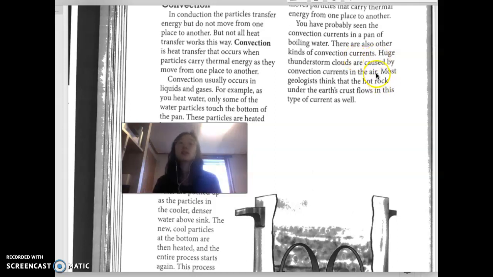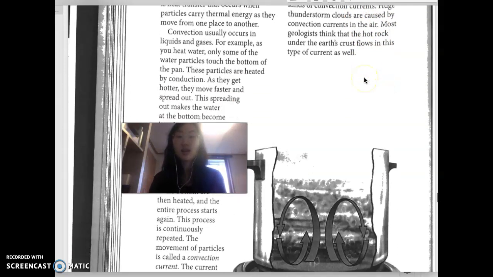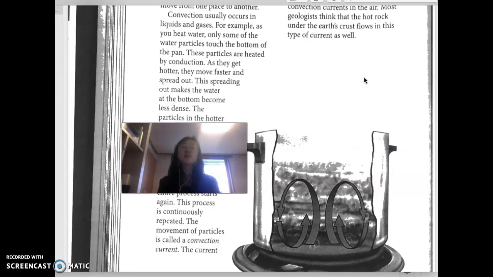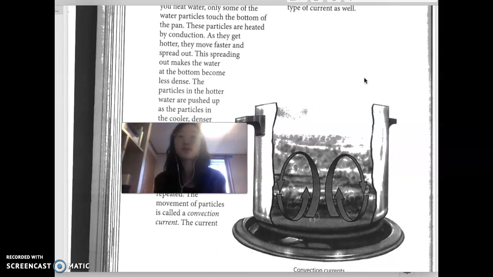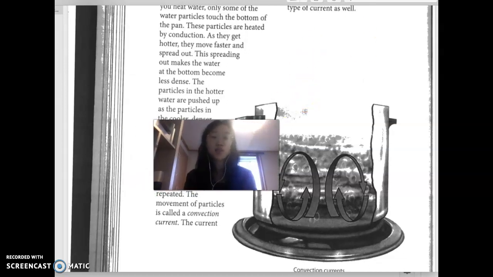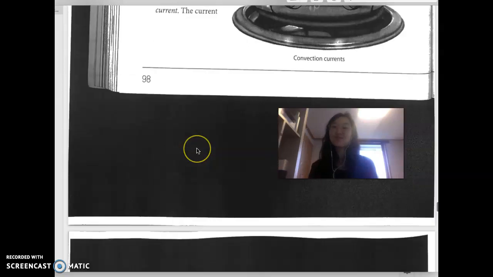Huge thunderstorm clouds are caused by convection currents in the air, and most geologists think that the hot rock under the Earth's crust flows in this type of current as well. So if you're boiling water for some ramen, you probably have seen the water particles moving around. That is a convection current.